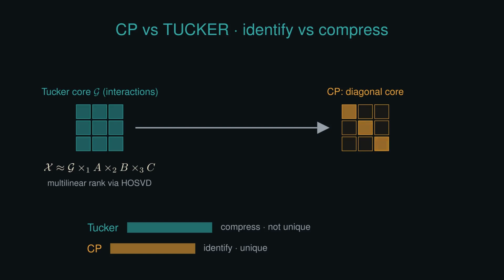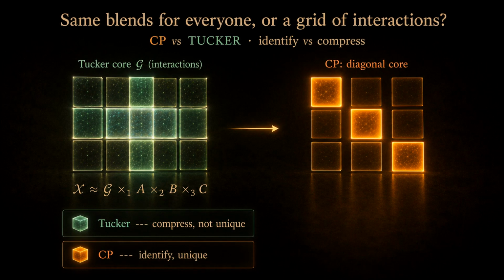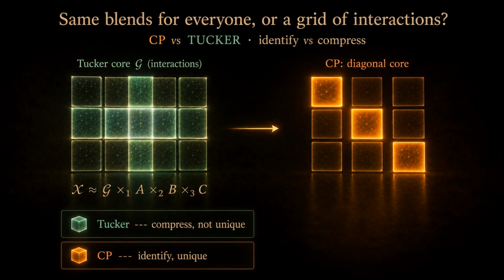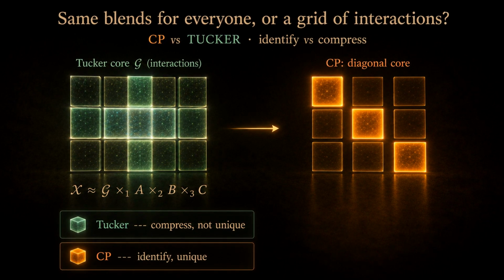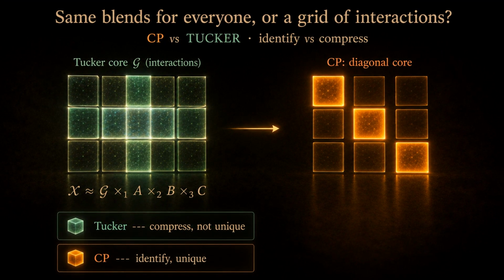So, Tucker compresses. It makes a smaller, faithful summary, but it is not unique. CP identifies. It names unique components. Neither is better. Compress when you want a summary. Identify when you want the instruments.